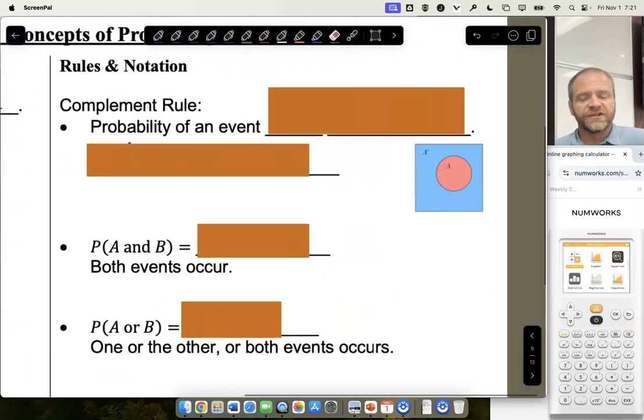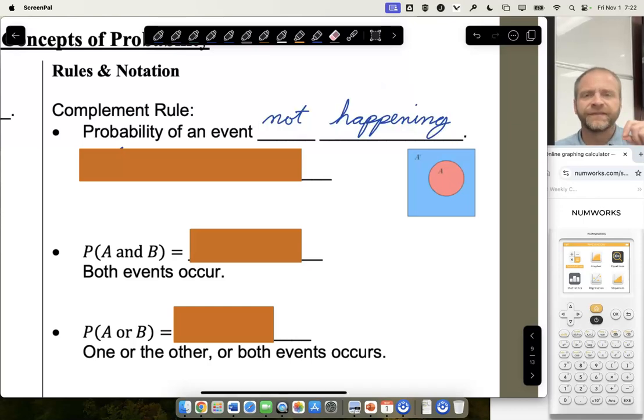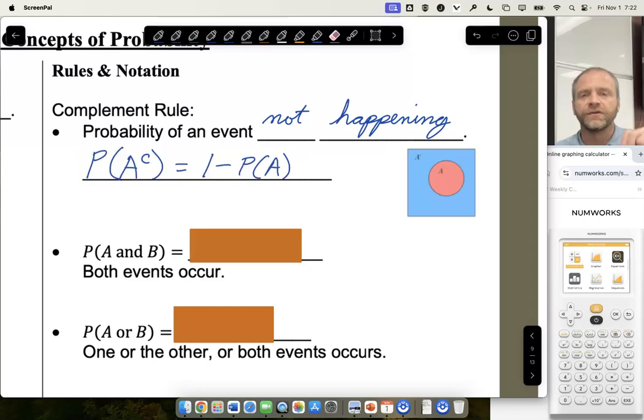So rules and notation, this is the big part. This is the part we're trying to introduce during the video a little bit, and we're going to get more comfortable with it in future lessons as well. Complement was discussed. That is the probability of an event not happening. The way that works is you do 1 minus the probability of the event happening.